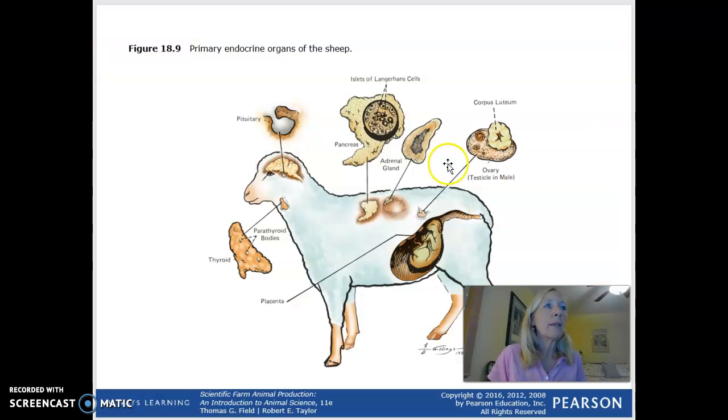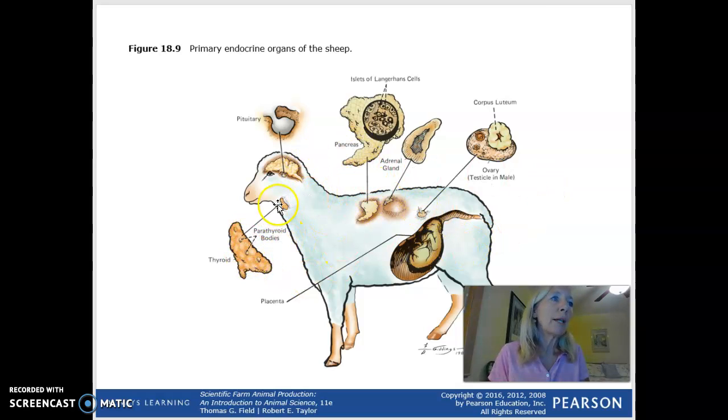So, if you look at this sheep, it shows the endocrine system. The interesting thing about the endocrine system is it's not really linked by blood vessels or anything like that. Hormones are secreted into the blood, but the endocrine system is kind of independent of all the other body systems. It functions to control that, but the organs are located throughout the body.